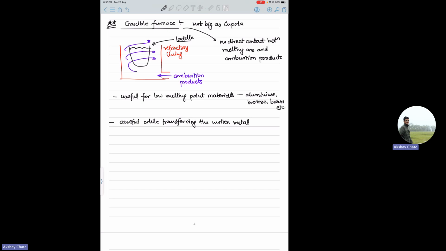It is also called as Siemens-Martin process. Yeah, sometimes they call that also. Okay. It's a slow process, so you can have better control, and the slag formation is less. Overall efficiency is better.